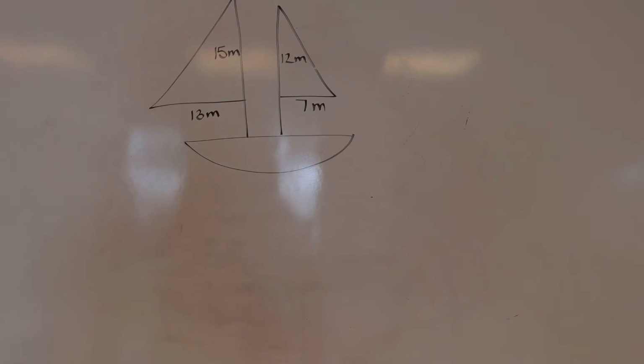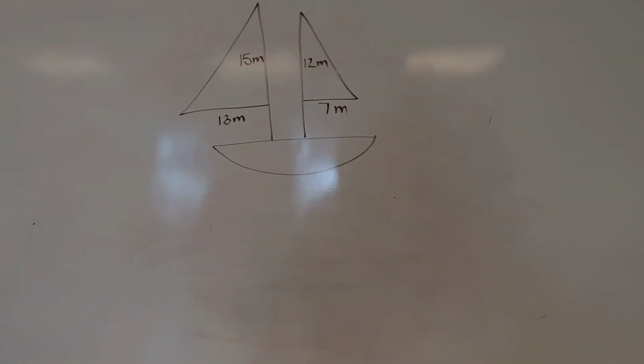All right, guys, the last question is number 14 on your worksheet. It is much better drawn than mine, but it shows a boat. And the boat has two sails, one sail slightly larger than the other. And it says, how much material would be needed to make the two sails on the sailboat shown.